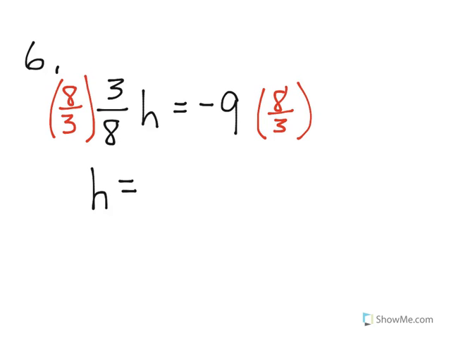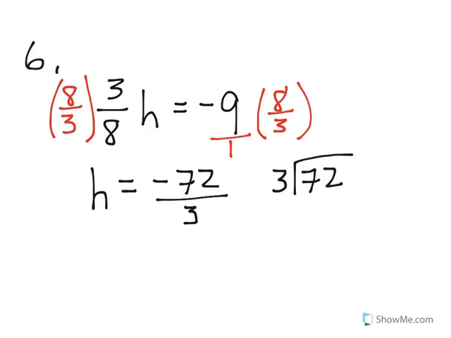On the right-hand side of the equation, I'm going to go ahead and write in my denominator for the 9. So in the numerators, I have negative 9 times positive 8, which is a negative 72, over 1 times 3 is 3. This is a long division problem, so I'm going to go ahead and write it off to the side. 72 divided by 3. 7 divided by 3 is twice. And 12 divided by 3 is 4. And a negative divided by a positive is a negative. So the answer to this one is h equals negative 24.